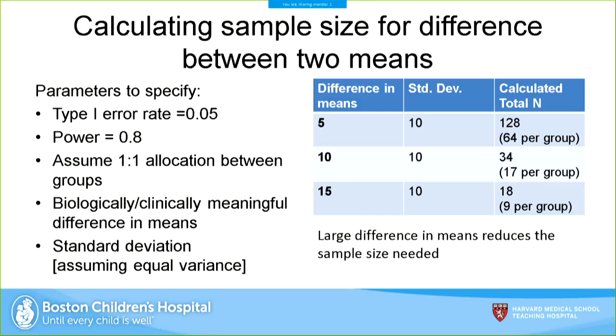In another scenario, where we're varying the difference in the means but fixing the standard deviation, for a very small difference, a small effect size, you're going to need a big sample size to detect the difference.